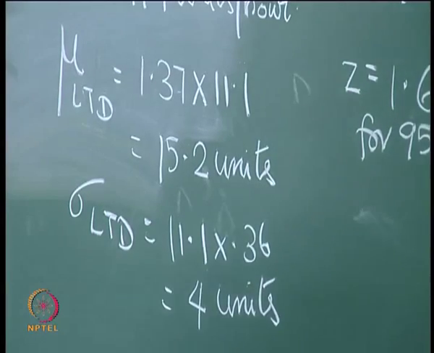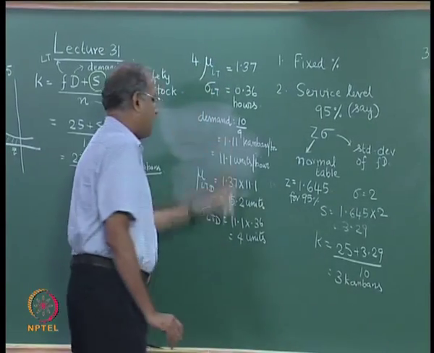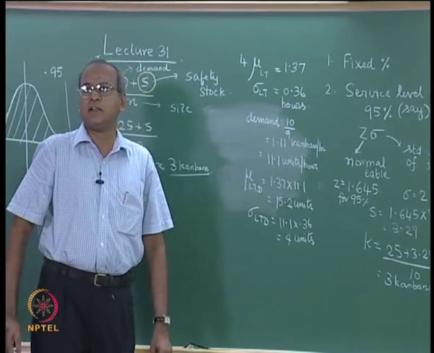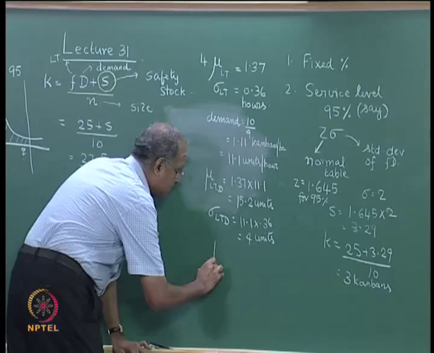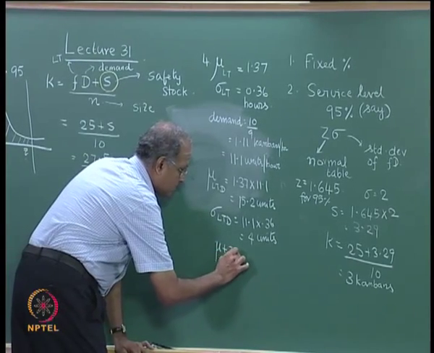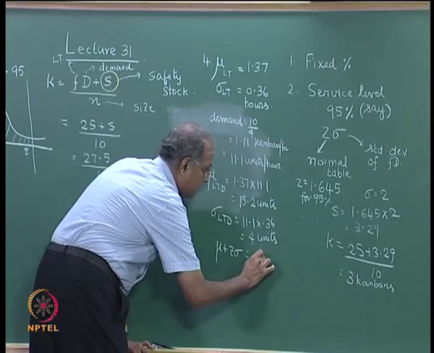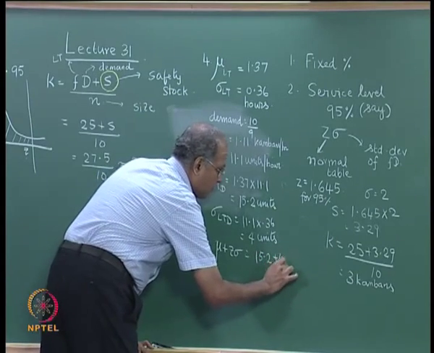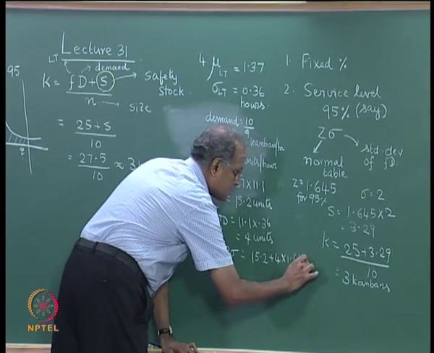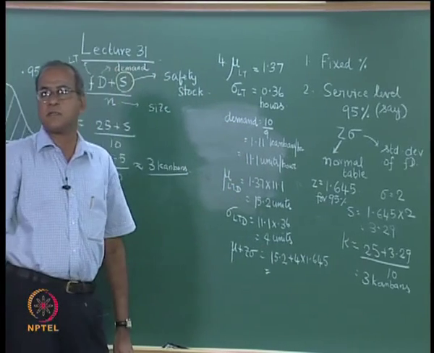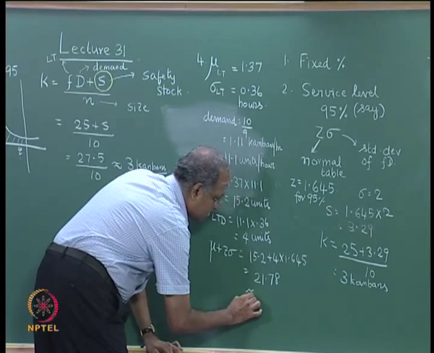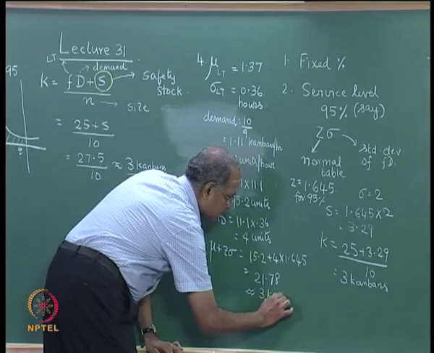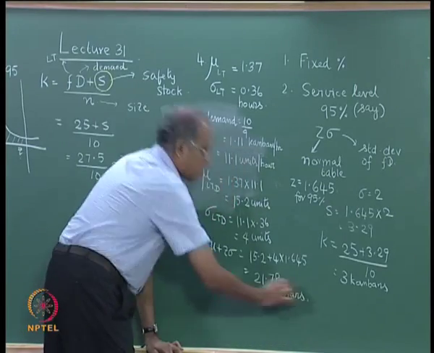So at 95% confidence level, Z is equal to 1.645. So mu plus Z sigma is 15.2 plus 4 into 1.645, which is 21.78. So this is approximately 3 Kanbans.